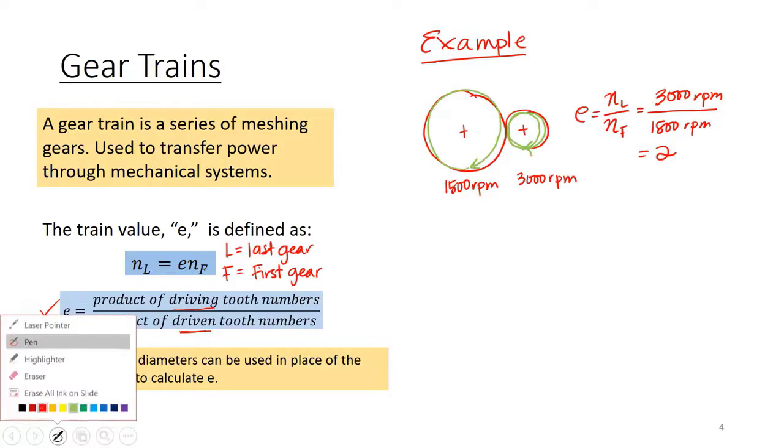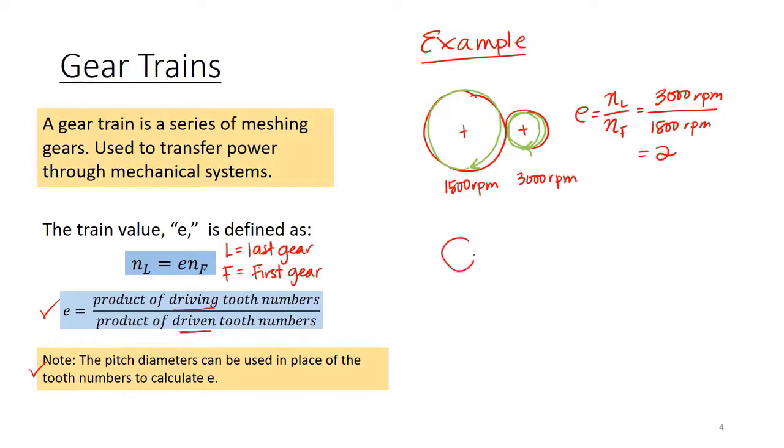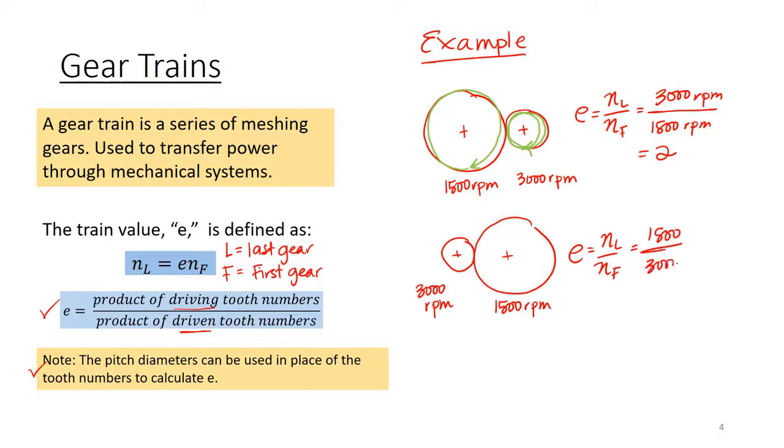Okay, let's switch. And say the pinion is first and the gear is second, keeping the speeds the same. Train value is calculated in the exact same way. 1500 over 3000, 0.5. So again, it makes sense. For every 1 full rotation of the pinion, we're only going to get a half rotation of the gear because of that size difference. So that's really what train value is telling you.